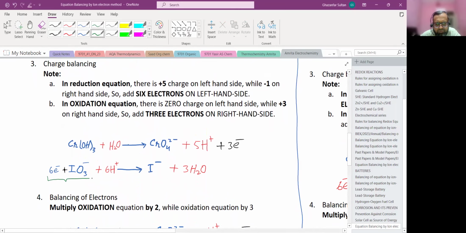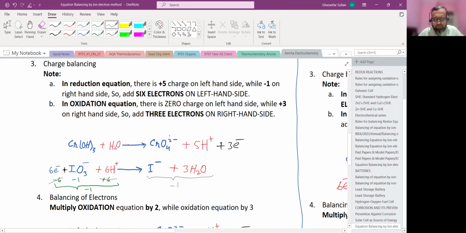Now the total charge on the left hand side, you can check it: -6, then -1, then +6. So the net charge is now -1 because it has been cancelled out. So -1 is remaining. And on the right hand side, water has no charge, but iodide has -1 charge. So we have balanced the charge in this equation.